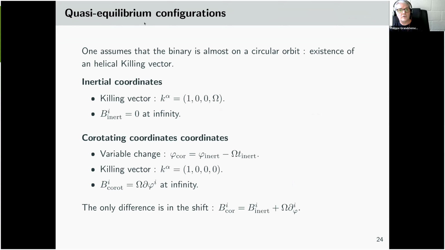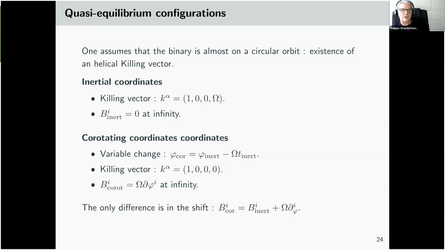One of the things we do most of the time is we consider quasi-equilibrium configurations. So we consider that the two black holes are on quasi-circular orbits. So it's valid if they are relatively far apart and they are almost on a circle. And the advantage of doing that is that you can assume that there is a helical Killing vector. So if you want, waiting for time to pass is the same thing as rotating the system along its rotation axis.